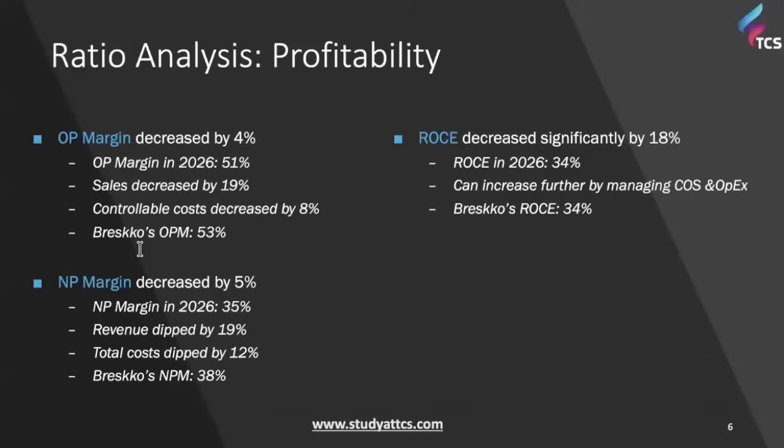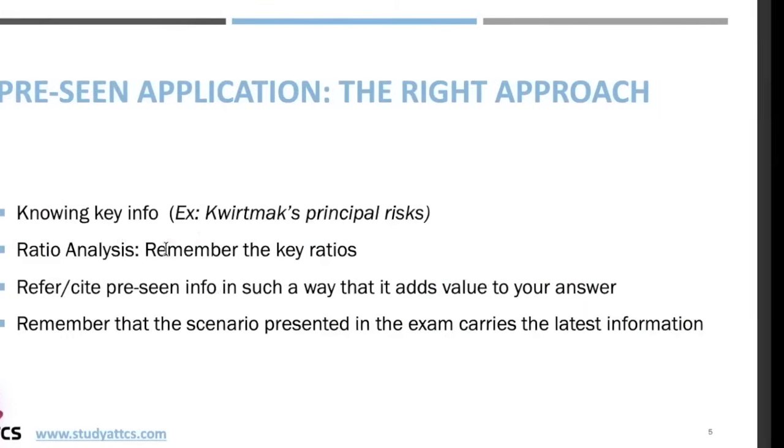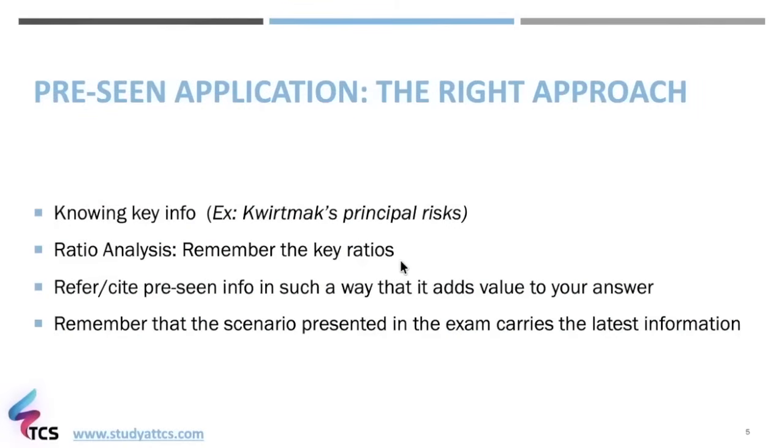Again, we have done it for you. We have compared your performance against your closest competitor so that you know the real financial standing of your chosen company. So that's the second thing which you need to cover. Again, we have covered it for you. And whenever you are including pre-seen information, you have to refer or cite pre-seen info in such a way that it adds value to your answer. There's absolutely no point of simply including general information taken from the pre-seen unless and otherwise it adds value.